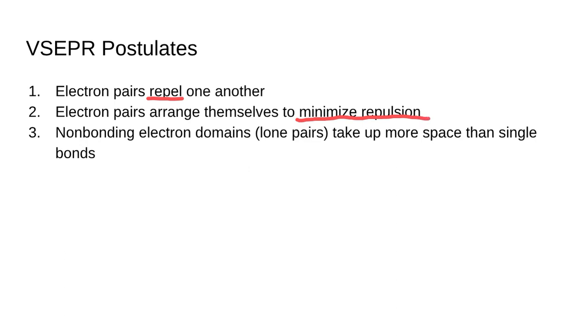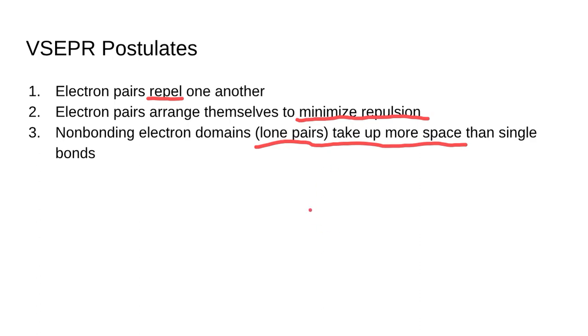Because they repel each other, they're going to try to minimize that torsional strain, okay? They're trying to reach that lowest energy state, and that's through minimizing repulsion. Now, finally, the last thing that's important to note is that these lone pairs, rather than single bonds, are going to take up more space.